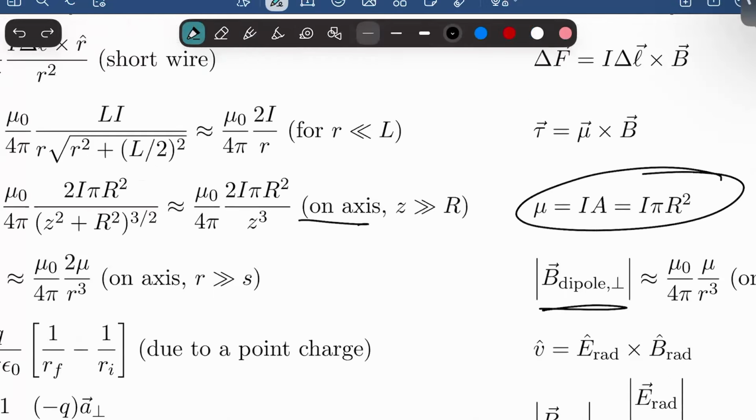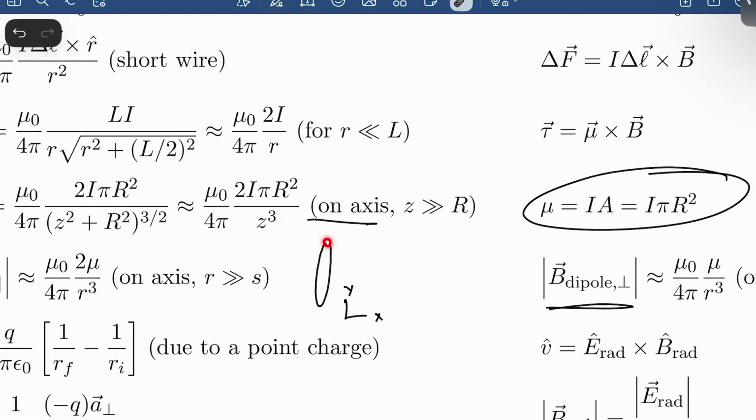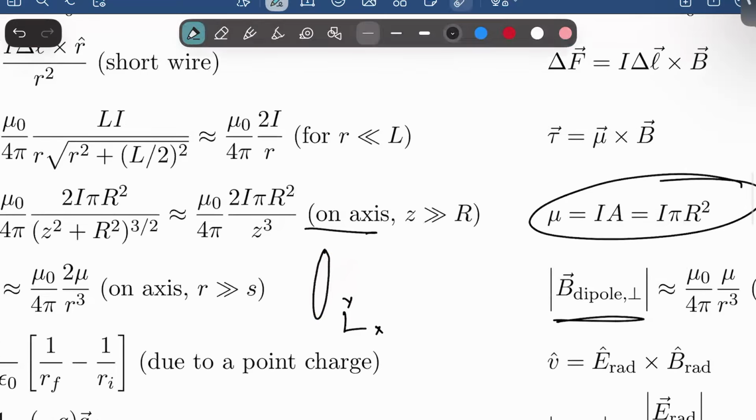On axis means that, let's call this Y points up, X points to the right, and Z points out of the page. So in this case, the circle is in the YZ plane, right? I'm trying to draw like a circle. When viewed from the side, it looks like this, but imagine it being in the YZ plane. So to use this formula, your observation location has to be perpendicular to your circle.